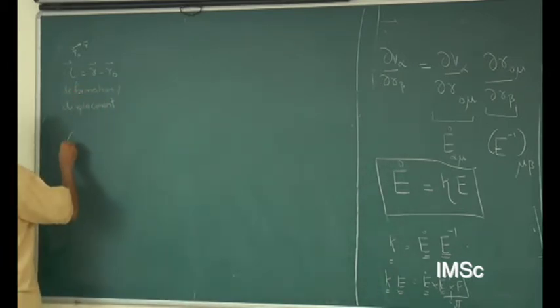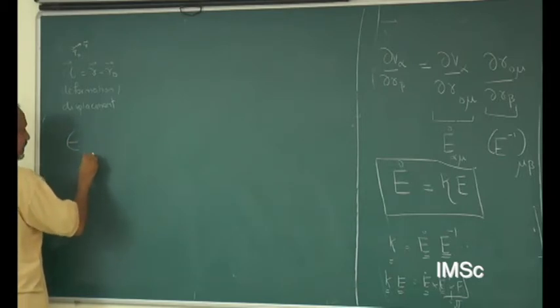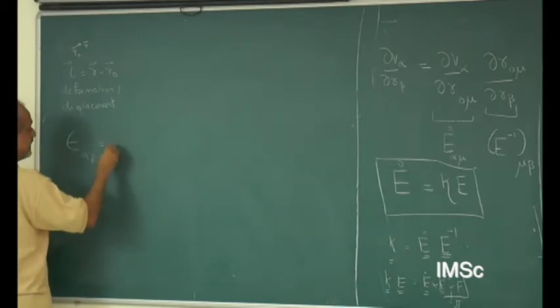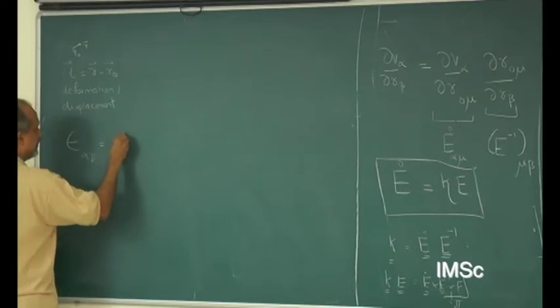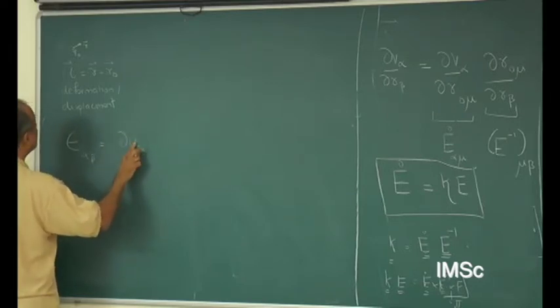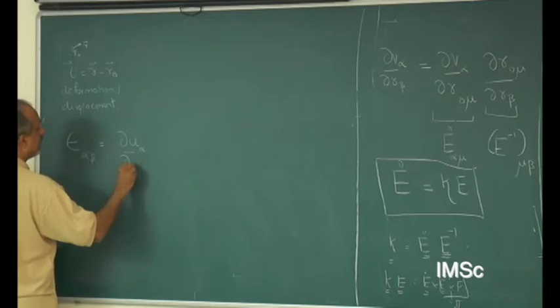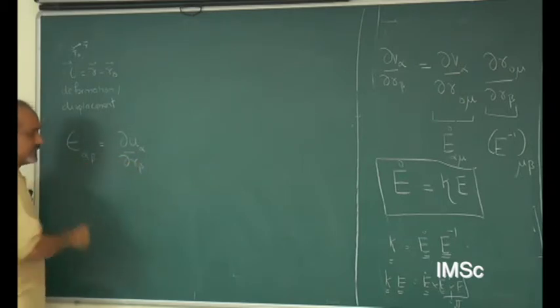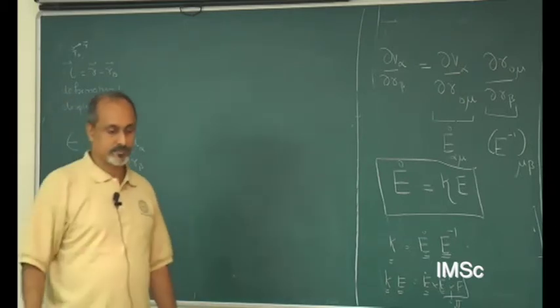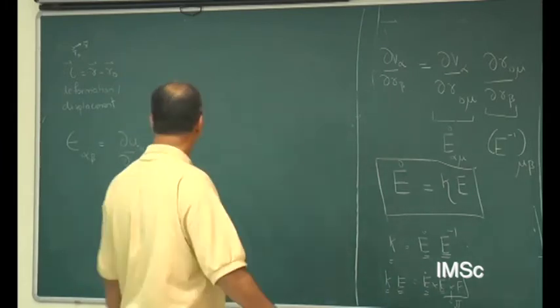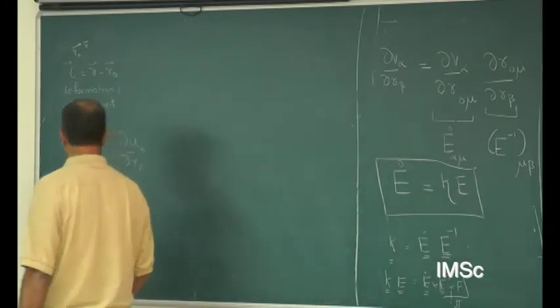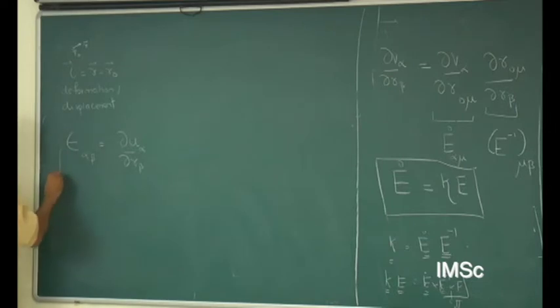Define a quantity epsilon alpha beta as the gradient of this displacement. So that is delta of u alpha by delta of r beta. Okay. So this is our old friend, the strain, because that tells me how much things are moving as a function of where they are.